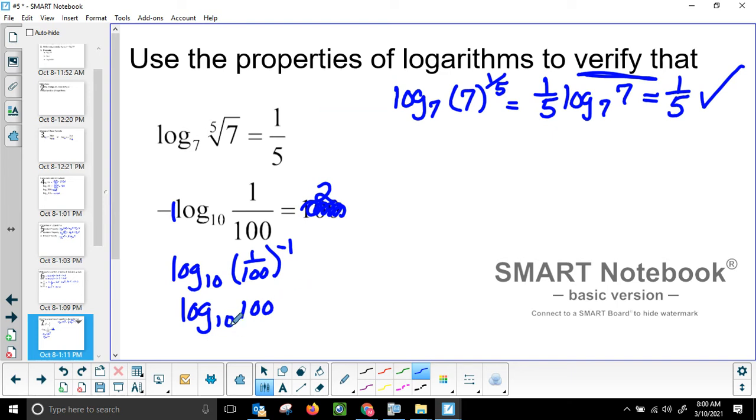Okay, well, 10 to what power equals 100? If you think about this in exponential form, using our definition of logarithm yesterday, well, that just equals 2. 10 to the 2nd power equals 100. So since we started here and we got here, check. We verified.